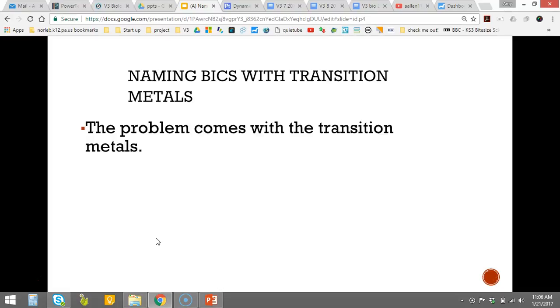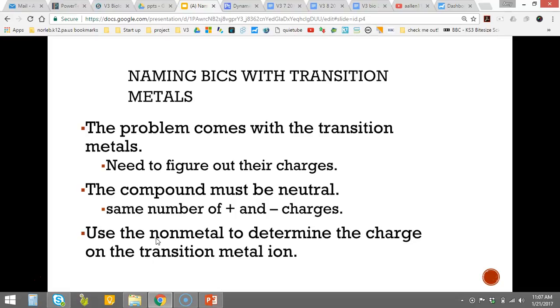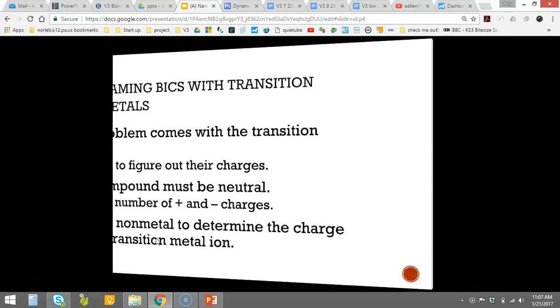So, naming BICs with transition metals. The problem comes with those metals, because these metals can have more than one oxidation charge, becoming more than one different ion. So we need to figure out their charges and then somehow convey what their charge is in that particular compound, keeping in mind that the total compound must be neutral. So that means we have to have the same number of positive and negative charges. In order to figure that out, we're going to use the nonmetal to determine the charge on the transition metal ion.